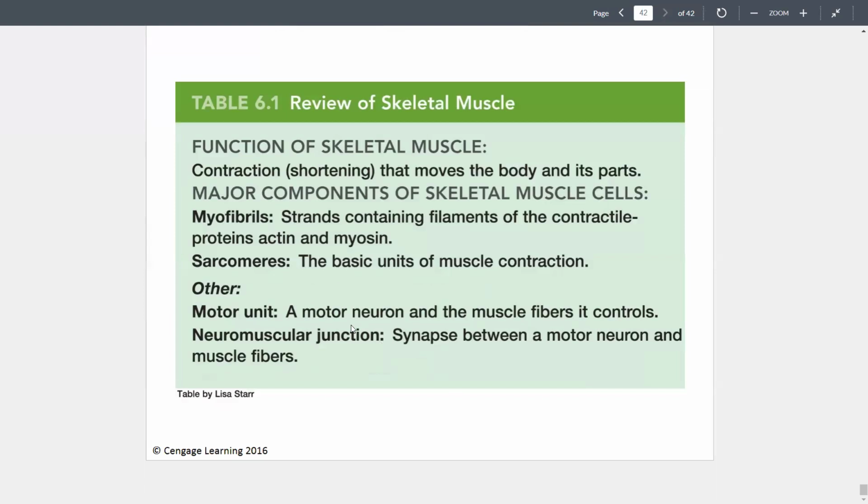And then here are some basic review questions to help you summarize the skeletal system.